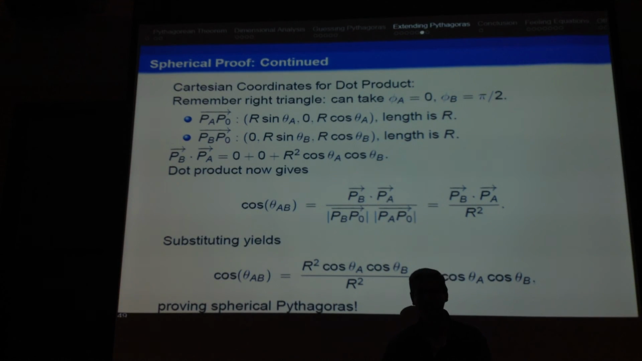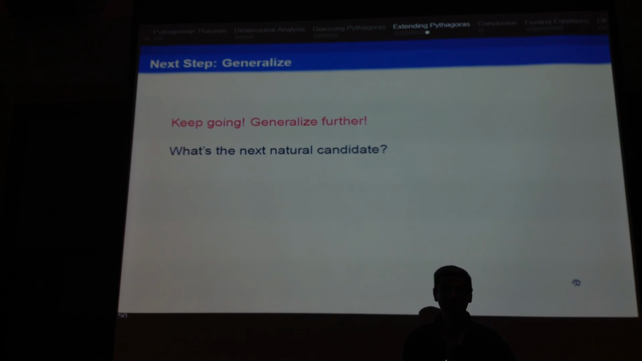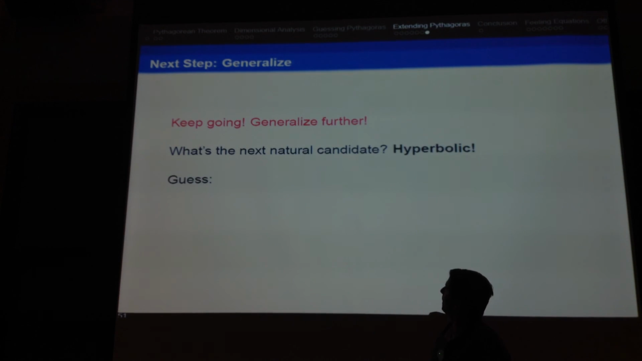So you've seen it on the plane, you've seen it on the sphere. Four dimensions, and maybe more dimensions, or what other spaces. So keep generalizing. What's the next natural candidate? I'm going to say that the next natural candidate is hyperbolic. I don't want to go into what hyperbolic space is. We're running out of time. Can anybody tell me what the Pythagorean formula should be in hyperbolic space, even though I'm not even telling you what hyperbolic space is?